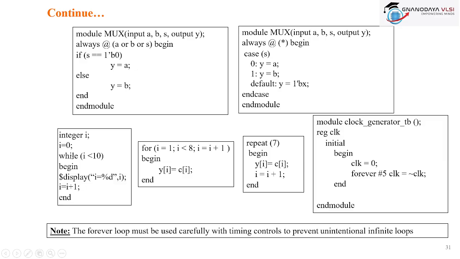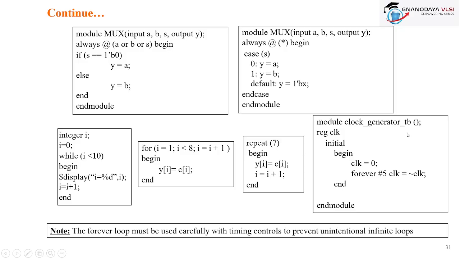And next, integer i = 0; while i is less than 10, begin, display this value. This will execute from 0 to 9. And this is the for loop. Since this condition is satisfied, this will be incremented and this will be executed. This will be repeated 7 times.